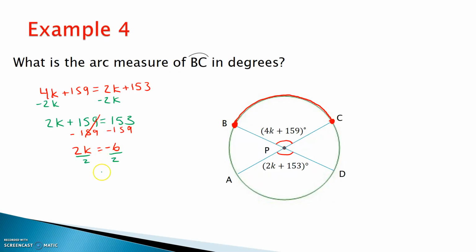Now again, careful, don't panic. You're like, hey, k is equal to negative 3. Oh my god, I did something wrong. Oh my god, the world's going to end. I can't have negative degrees. Well, you're absolutely right. You cannot have negative degrees. That's not what I'm looking for. That's the value of k.